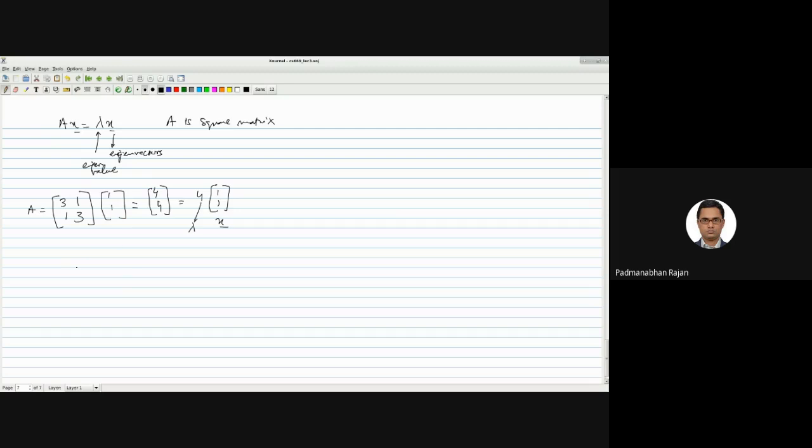What about 2, 1? Let's take the matrix 3, 1, 1, 3 and the vector 2, 1. This will give me 3 2s are 6 plus 1, 7, and 1 2s are 2 plus 3, 5. So now you can see that 7 5 is not a scalar multiple of 2 1. Right? 7 5 is not a scalar multiple of 2 1. So hence it is not an eigenvector.